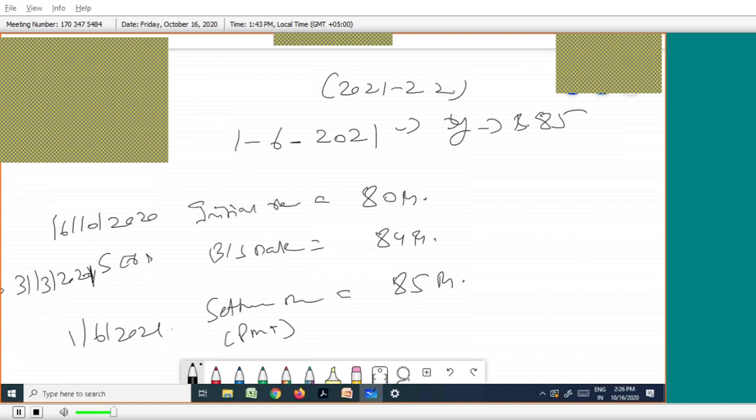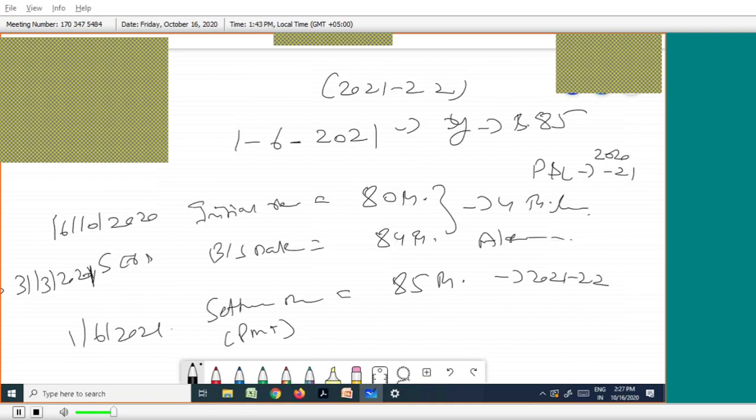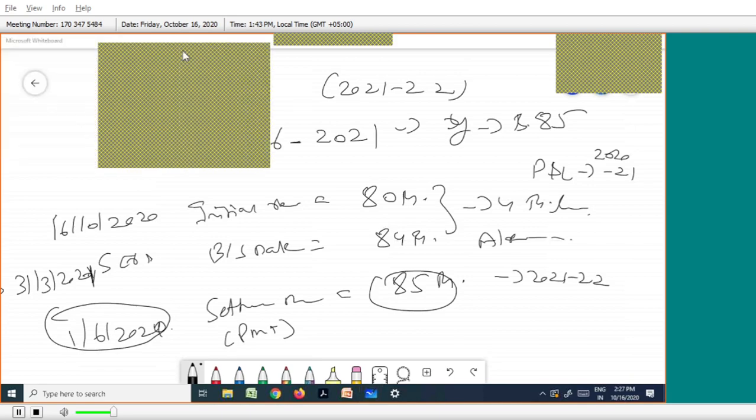So this 4 rupees of loss is already accounted in my P&L account for the year 2021. I am in 21-22 now. On 1st June, the rate is 85 rupees. So extra loss, how much do I have to book? Additional loss, how much do I have to book in 21-22?